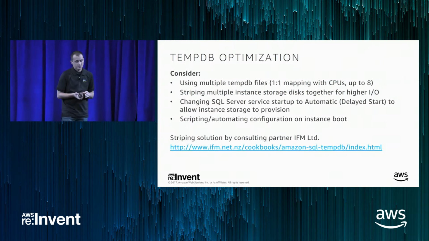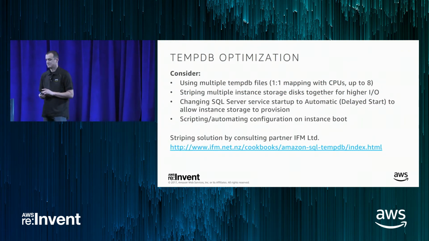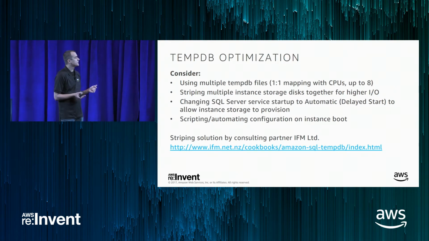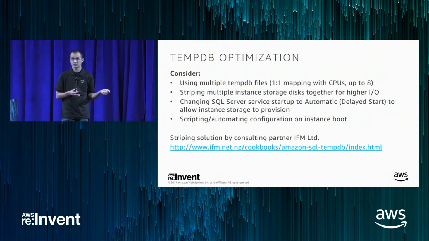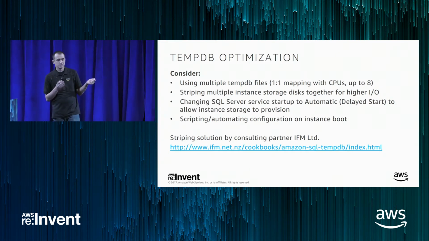And since we're talking about storage optimization, it wouldn't be complete if we didn't mention TempDB. So one of the main recommendations around working with AWS is if you do have instance storage, move TempDB onto instance storage, because you're eliminating some of the storage I/O throughput contention that you otherwise would incur just because of TempDB itself.